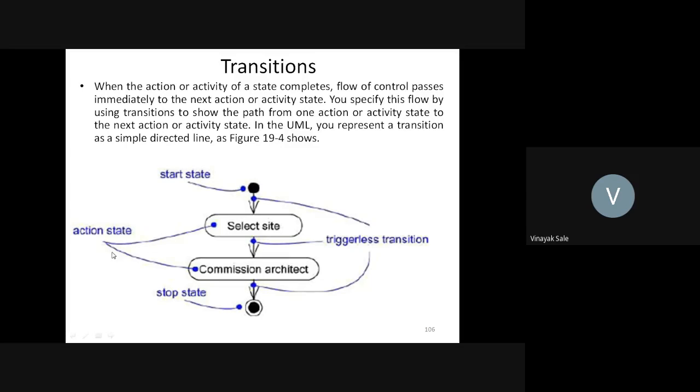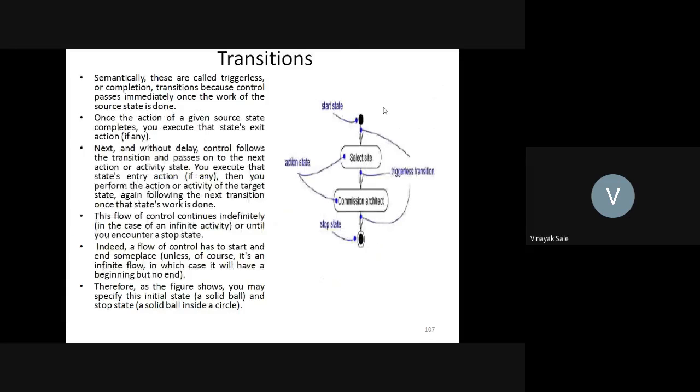These are the action states, and this arrow is known as a triggerless transition. In a flowchart, we can call this the directions. So you can specify this flow by using transitions to show the path from one action to the next action. In UML you represent a transition as a simple directed line. Semantically this is called a triggerless or completion transition because control passes immediately from one place to another place.